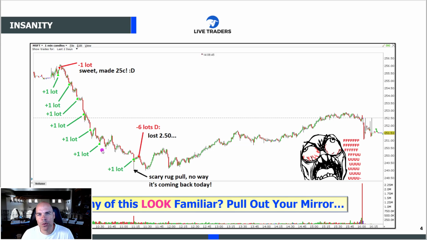And then the coup de grace, the icing on the cake, the cherry on top, right at the bottom. You see the bottoming tail there, a scary rug pull. No way it's coming back today. Bounces just a tiny bit. Boom, out 6 lots. Lost $2.50 on this thing. However many shares that is. I don't really know how many shares that is, but it's kind of funny. And then what happens? Retest, bounce, rip. Fuck.